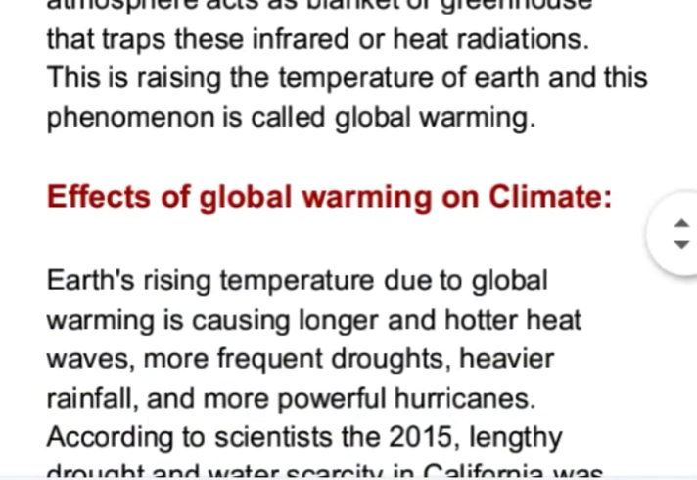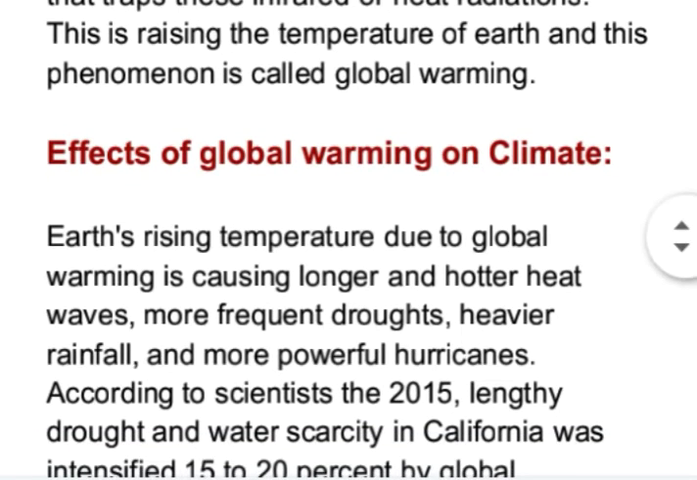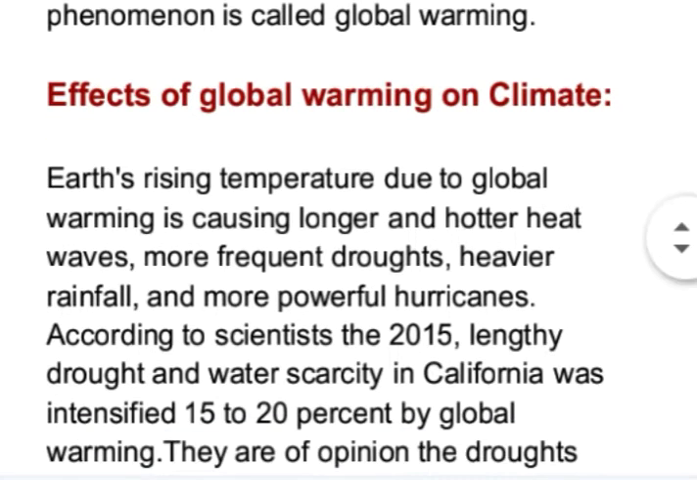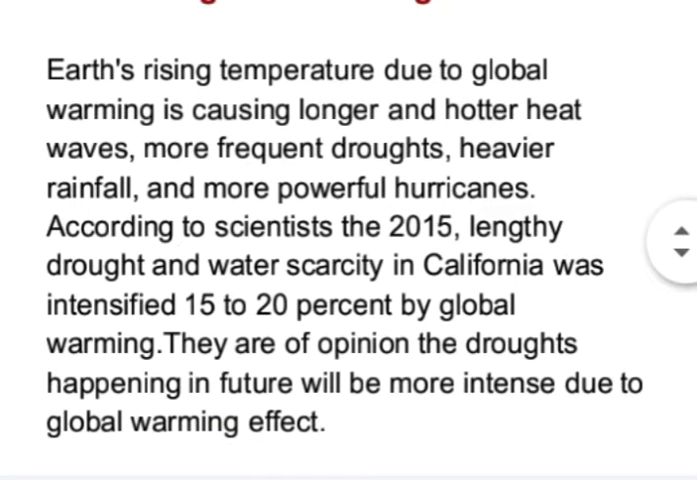Next is effects of global warming on climate. Earth's rising temperature due to global warming is causing longer and hotter heat waves, more frequent droughts, heavier rainfall, and more powerful hurricanes. According to scientists, the 2015 lengthy drought and water scarcity in California was intensified 15 to 20% by global warming. They are of the opinion that droughts happening in future will be more intense due to global warming effect.